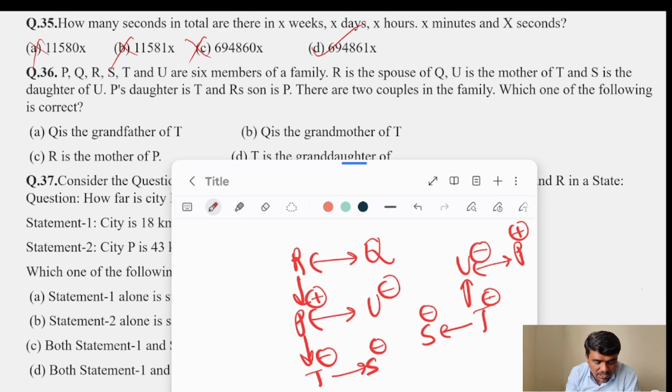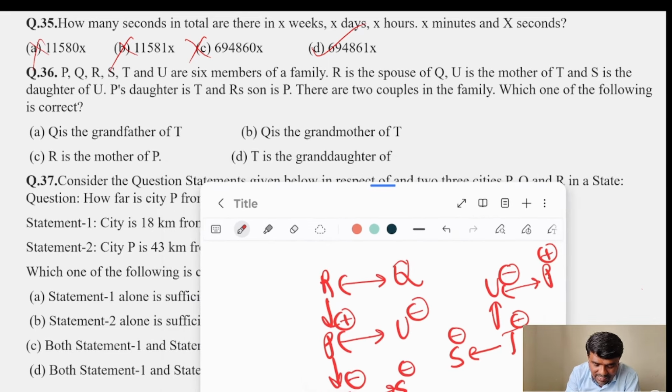Q is the grandfather of T. I don't know the gender of Q, so I can't say if it is correct or not. Q is the grandmother of T. Once again, I don't know, since I don't know Q's gender. R is the mother of P. No, that also we don't know. P is the granddaughter of, actually, this is a typing error, here it might be Q. P is the granddaughter of Q. Yes, it is very correct, since I know T's gender, T is a lady based on the given clues. So D is the right option.